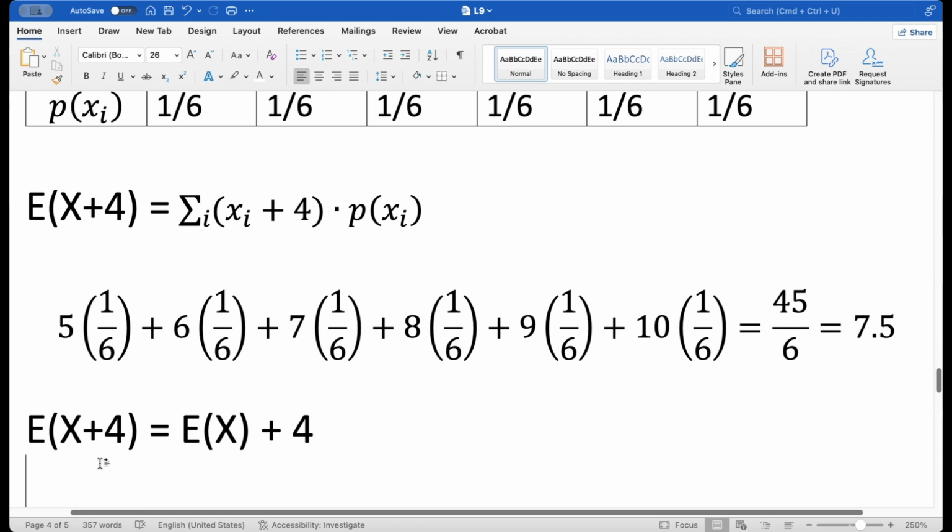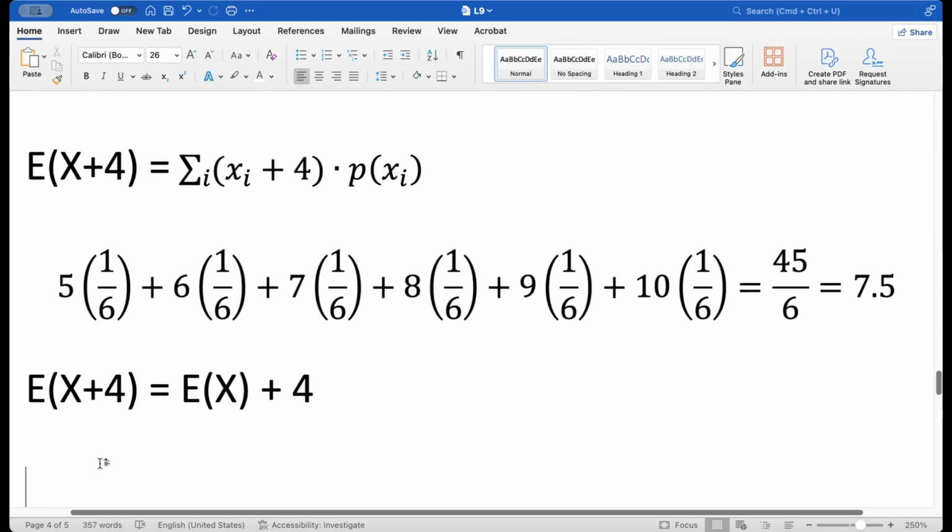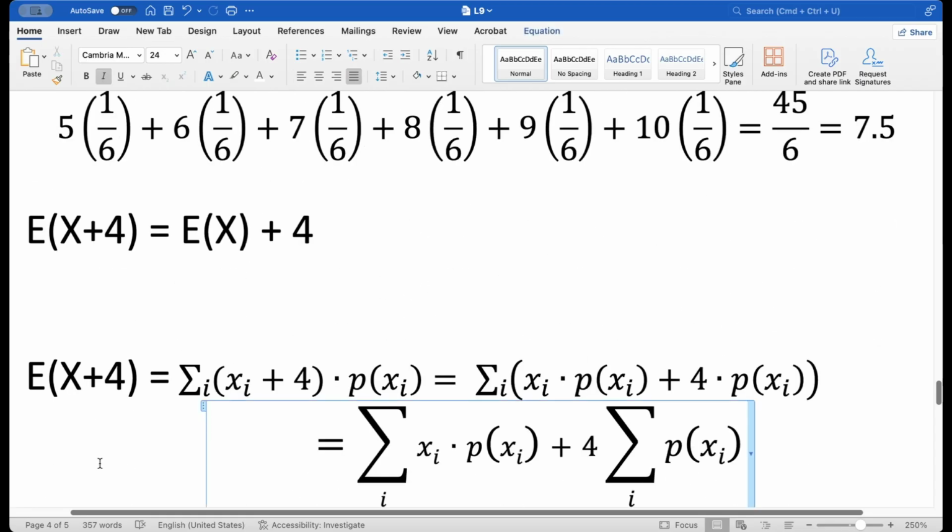And that's not a coincidence. In general, if you're doing the expected value of x plus a constant, it will end up being the same thing as E of x plus the constant. A small proof here, if you want to calculate the expected value of x plus 4, it's the sum of x plus 4 times each probability of x. Distributing the p of x through, we get summation x times p of x plus 4 times p of x.